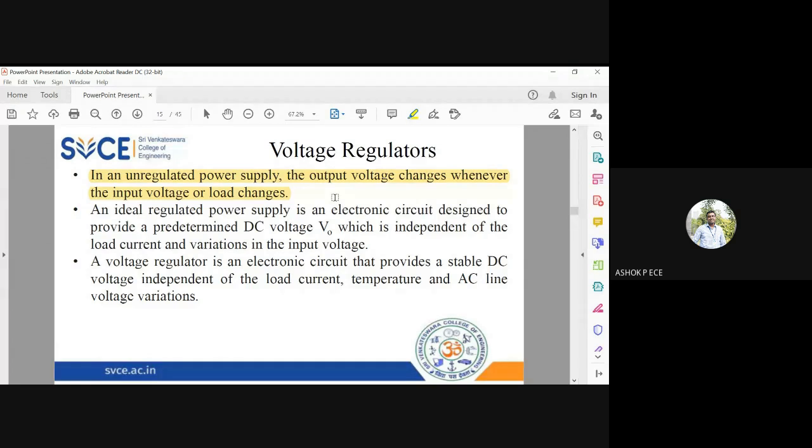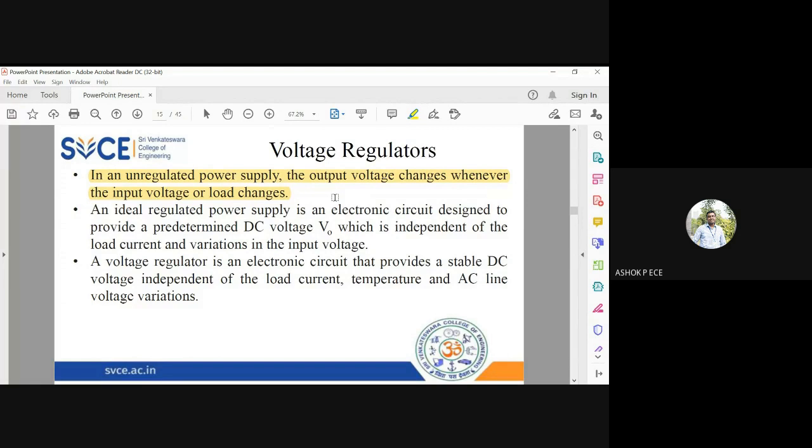So it will be 180, 190, 200, 210, 220, 230, 240. It will be varying, right? But whatever the voltage is going to vary, your appliances need constant voltage. Your TV or fridge or air conditioner requires constant voltage. However the input varies, my output has to be the same. That is the purpose of a voltage regulator.